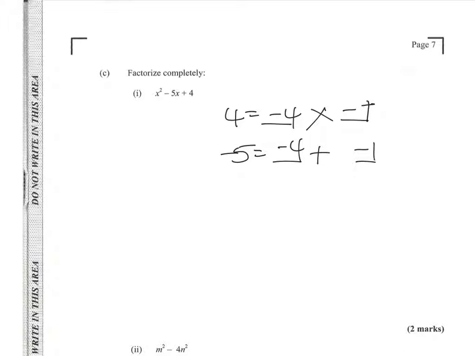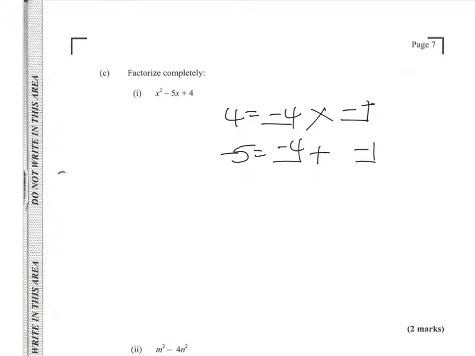Okay, to factorize a quadratic, we look for the magic numbers that when we multiply the two numbers, we are going to get 4, and when we add the two numbers, we are supposed to get minus 5. So those two numbers will be minus 4 and minus 1.